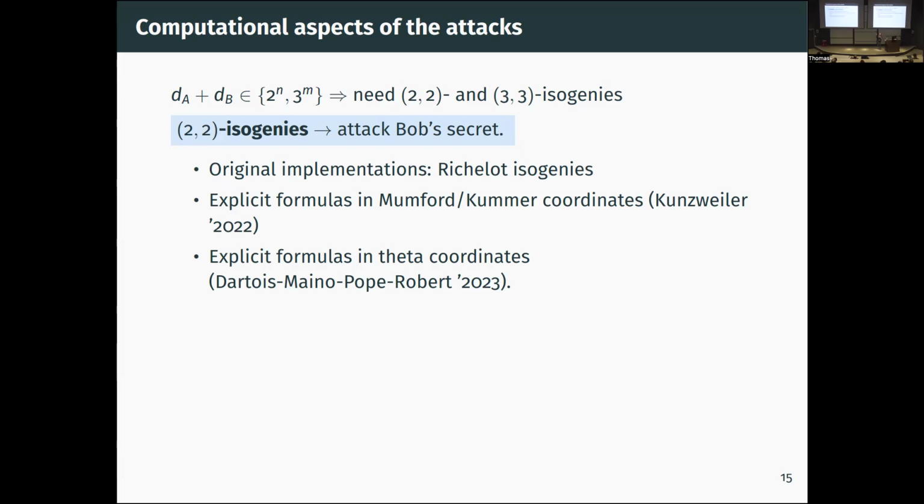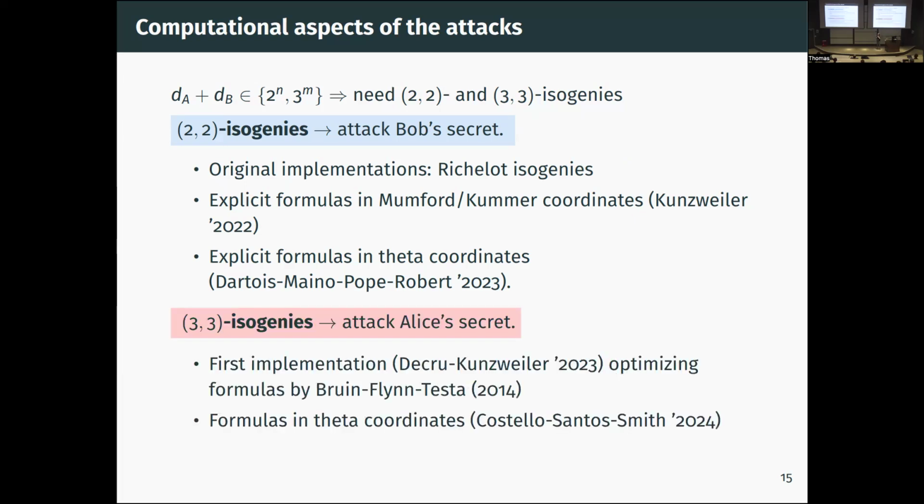So the Mumford coordinates are a bit like the ones that I told you about before, that we can just think of elements of the Jacobian as pairs of points. And then the most recent result uses theta coordinates, which I think we will see later a little bit. These are currently the fastest formulas to compute such isogeny chains. So these 2-2 isogenies were needed to attack Bob's secret key. If we want to do the same for Alice's secret key, we need 3-3 isogenies.